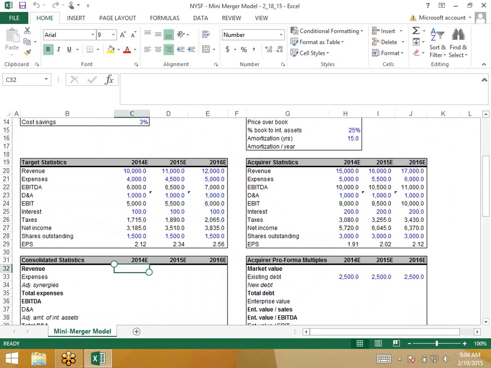So a couple things about the mini-merger model. A couple flaws with the mini-merger model versus the full scale. And this is illustrated in the book, and we'll talk about this when we start doing the full scale. One, it's just a brief. It doesn't give you the full core financials. So it gives you EPS impact, doesn't give you cash flow impact, doesn't give you balance sheet impact. That's the full scale.